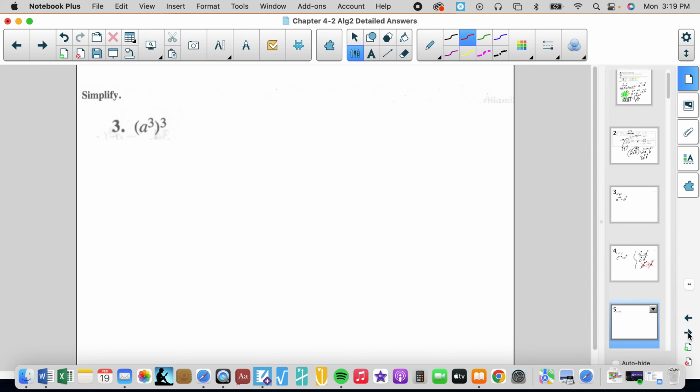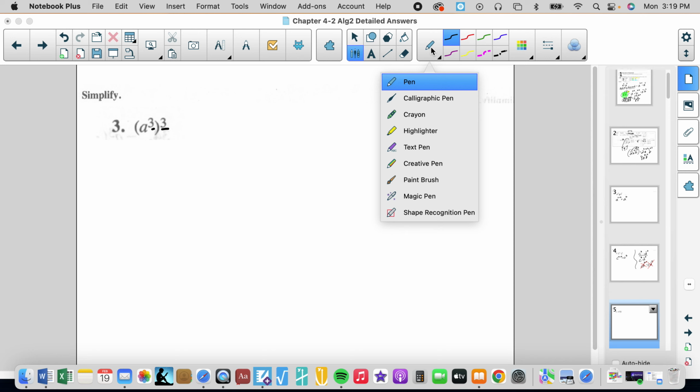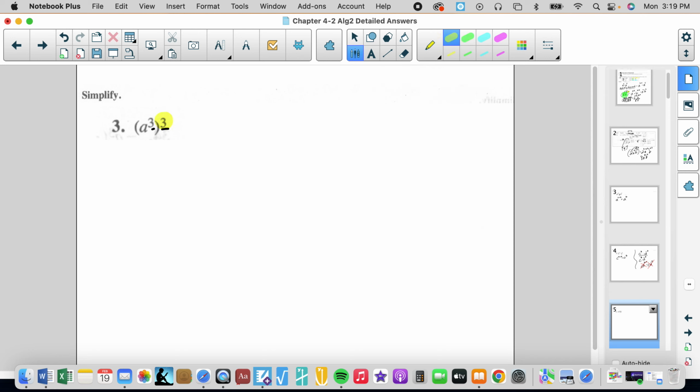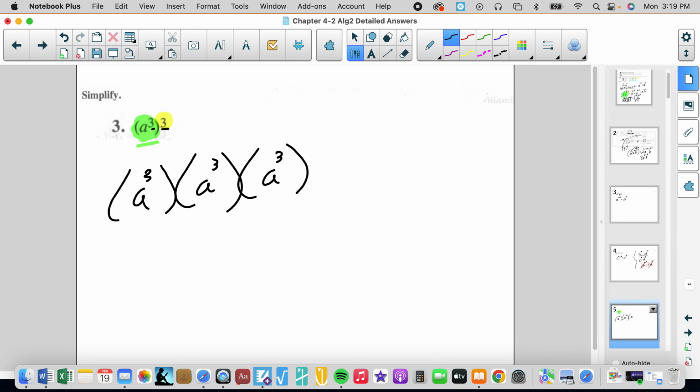So recognize this is a power of a power. We have a power and a power. So we have this outside exponent that has a base of that. So technically we have 3a to the thirds. We have 3 of these. 1, 2, 3. That's why it's that quantity of the parentheses or Chewbacca.